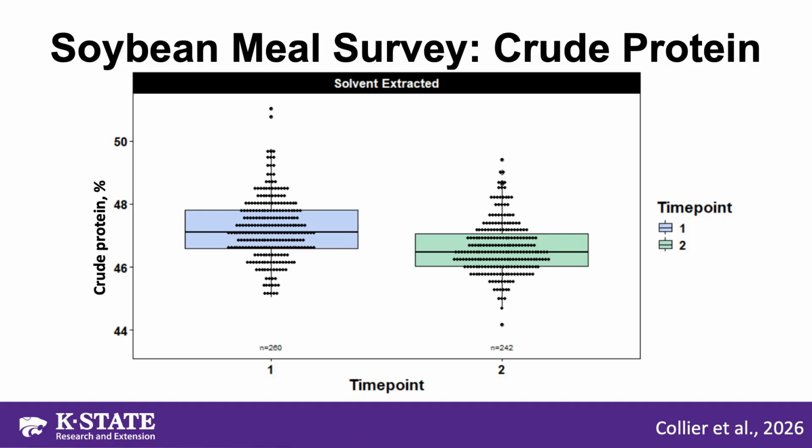We also broke this down by time point, and so we can see both of our two different time points represented. Again, fairly consistent when we boil down and remove the between and within plant variation. We do see that second time point having just a slightly lower crude protein percentage, but again, we would consider this fairly consistent with values pretty close to 47%.